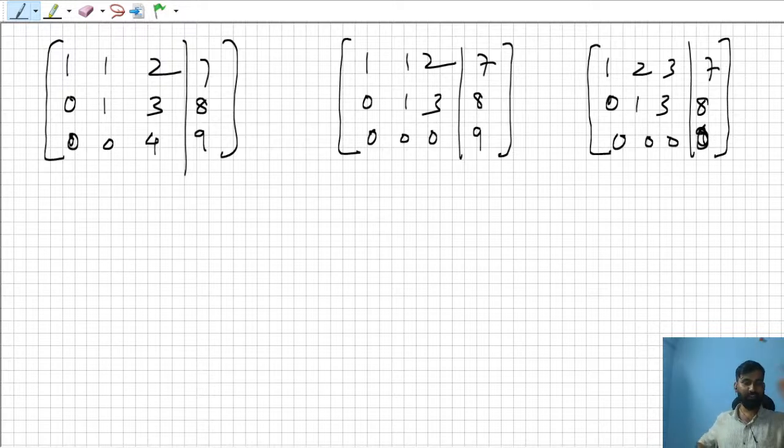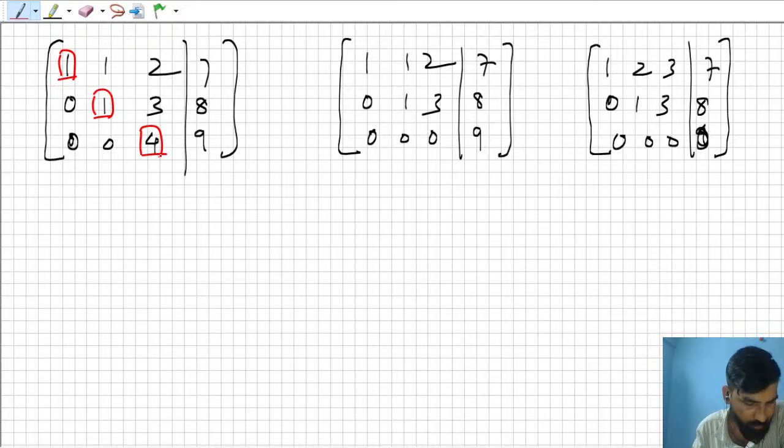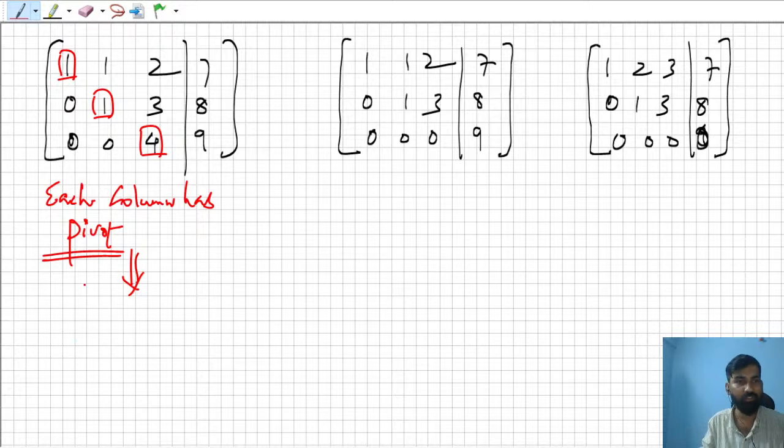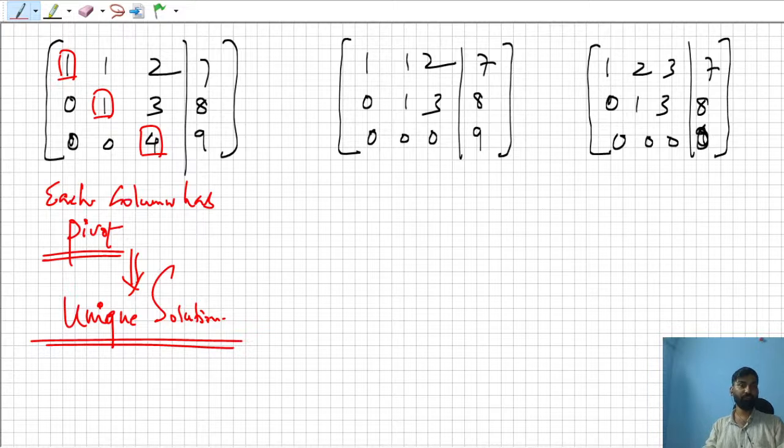Now comment here, guys. This is after elimination. I have told you how to apply. In the first case, how many pivots are there? Count. First pivot, second pivot, third pivot. 3 equations, number of unknowns are 3, and each column has a pivot. Remember, each column has a pivot. So what kind of solution will you get here? You will get a unique solution in this case. If each column has a pivot, you will get a unique solution.